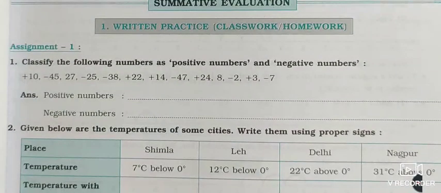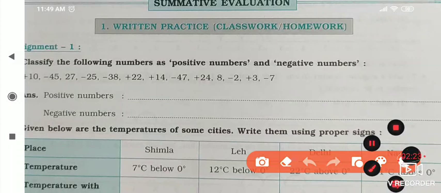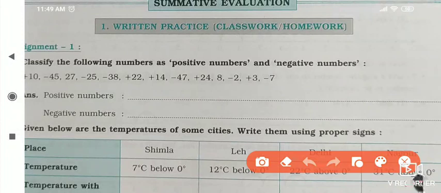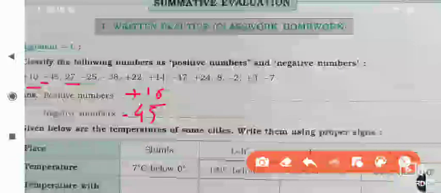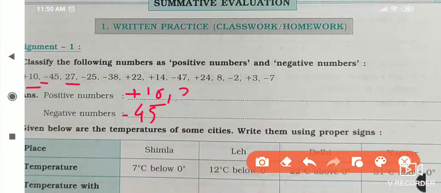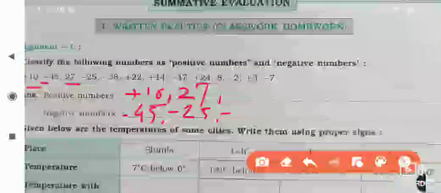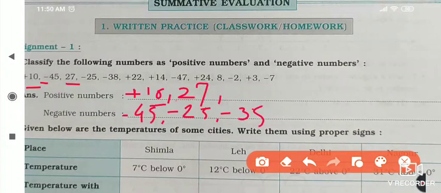The point representing 0 is called the origin, that I told you, with positive on the right side and negative on the left side. So here the first question is that we have to classify these numbers into positive and negative. It is very easy. Here positive 10 is given, so it will be positive. -45 means it is negative. 27: here the sign is not given, but when there is no sign, these numbers are positive numbers. So 27 is positive. Next, negative 25 will come in the negative.